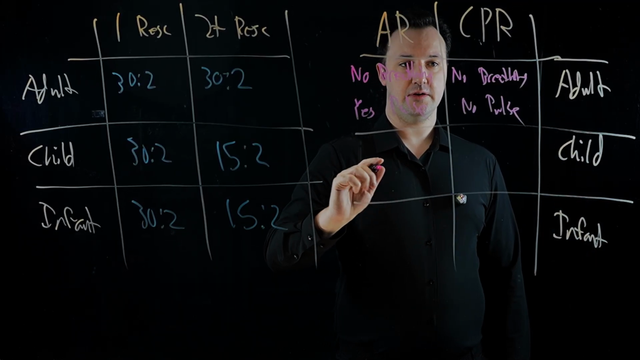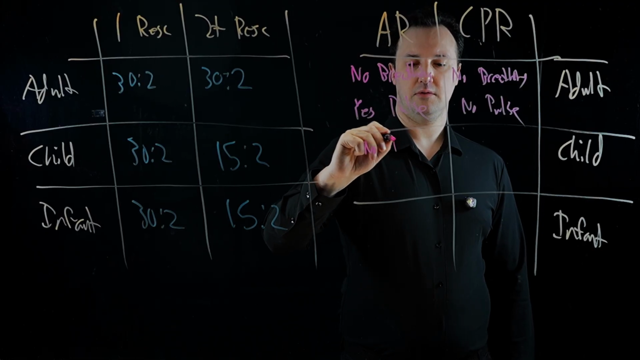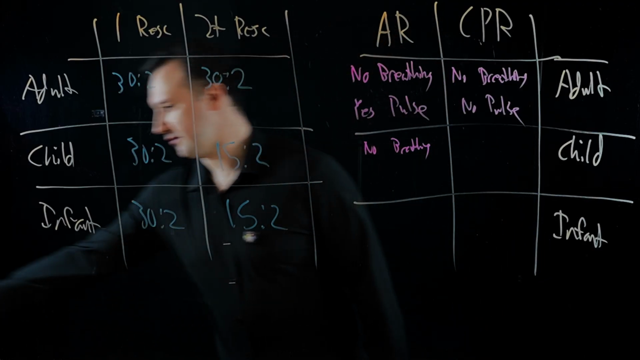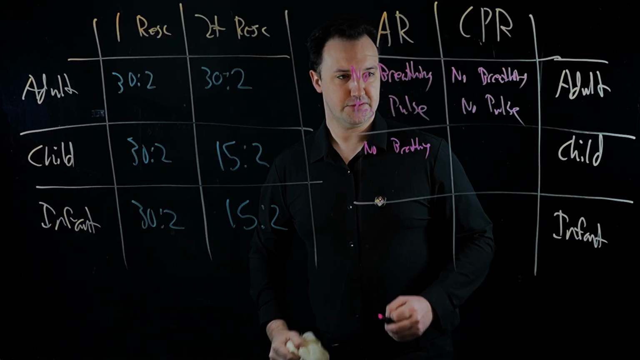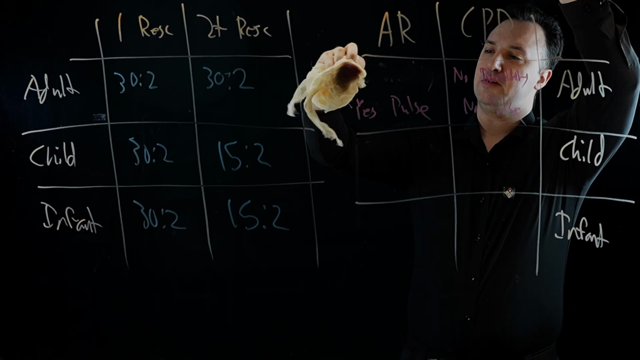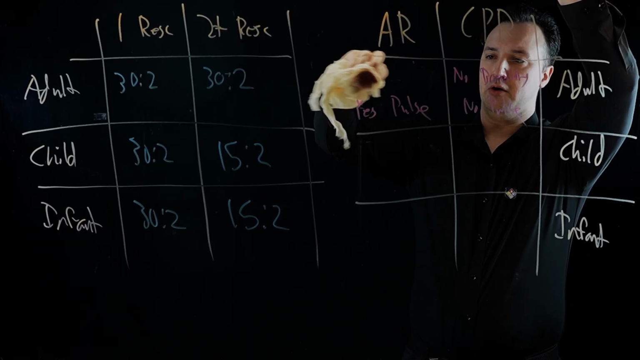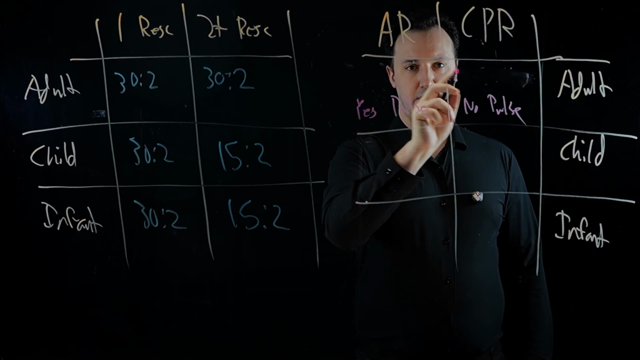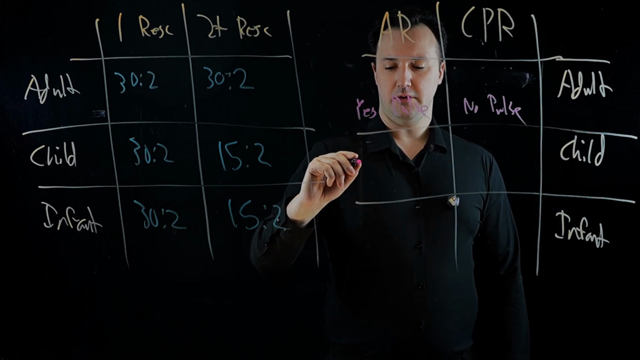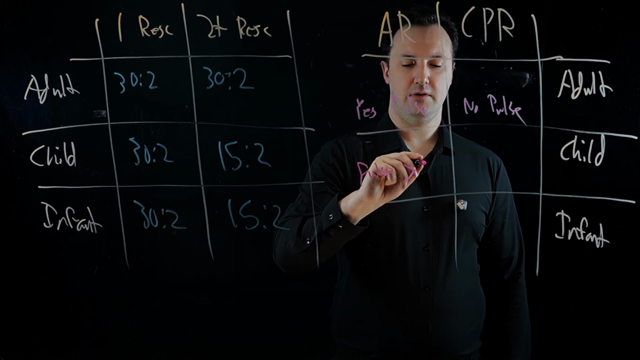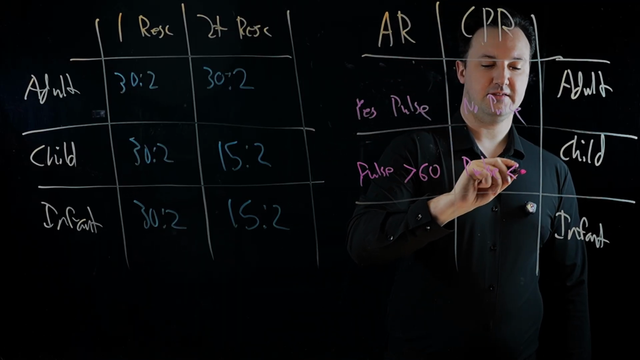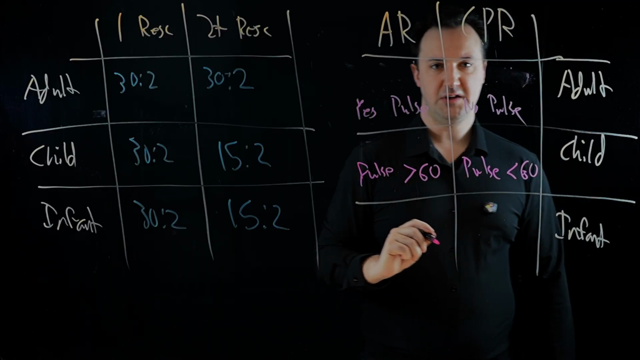You're going to have still no breathing across the board. Actually, for the sake of argument, this is all no breathing. So I'm just going to erase no breathing because it's all implied. All of this is no breathing. So you don't need to think about that information because that's always the same. You're doing some sort of resuscitation. If they're not breathing, you know that. Yes pulse versus no pulse for AR and CPR for adult. For child, the question is the pulse greater than 60 beats per minute? Or is it less than 60 beats per minute?